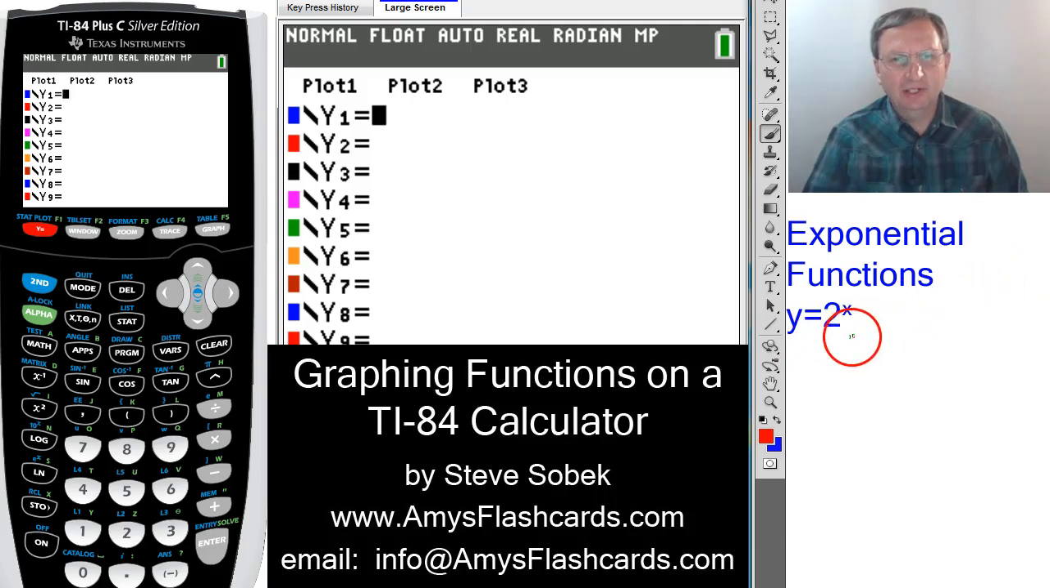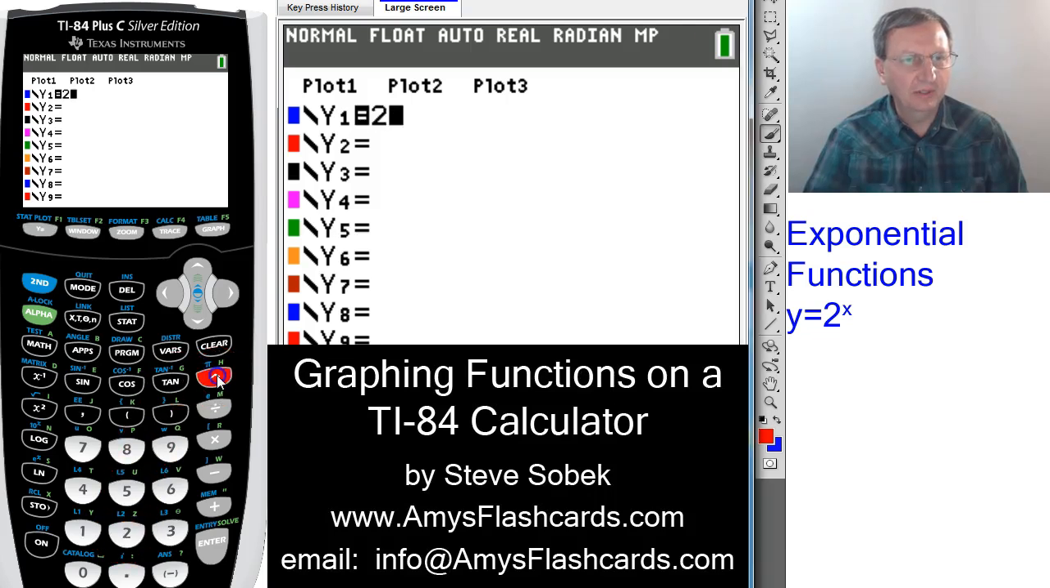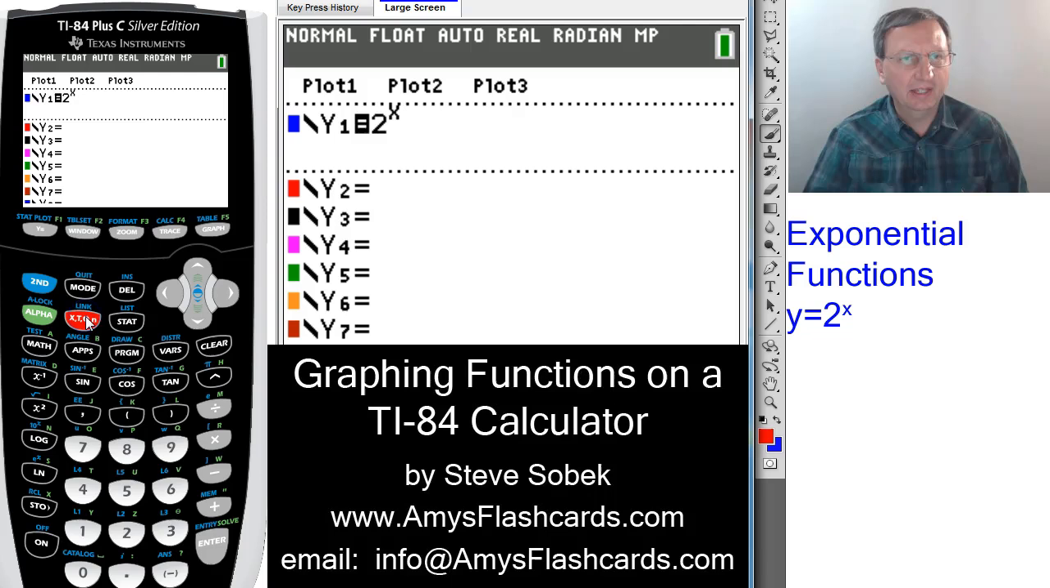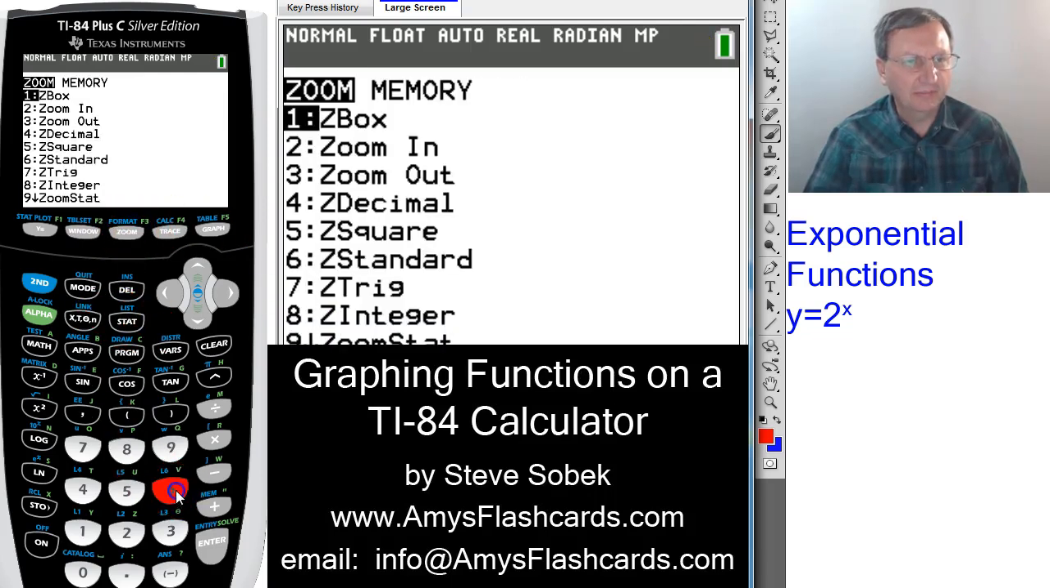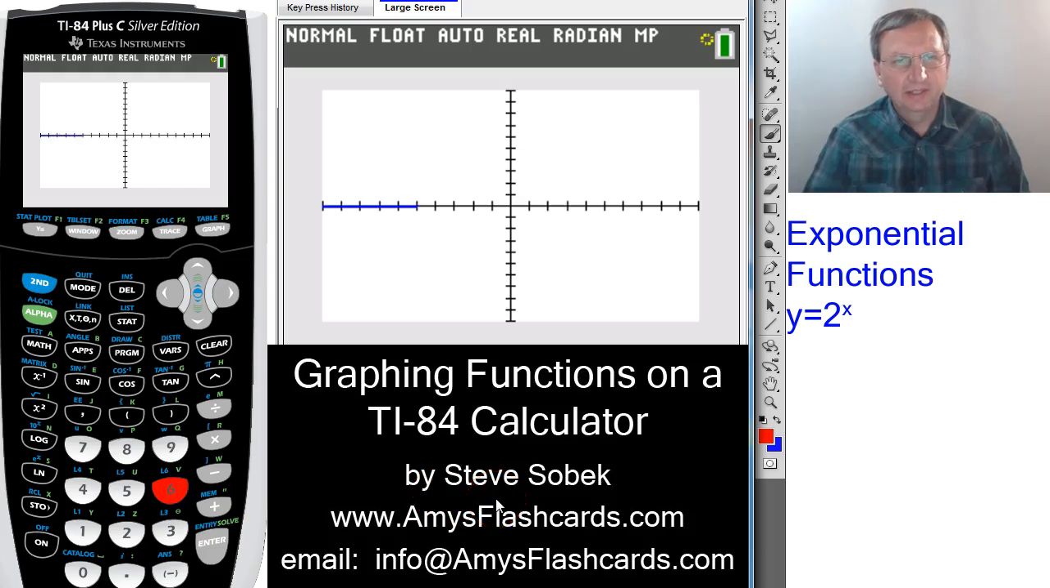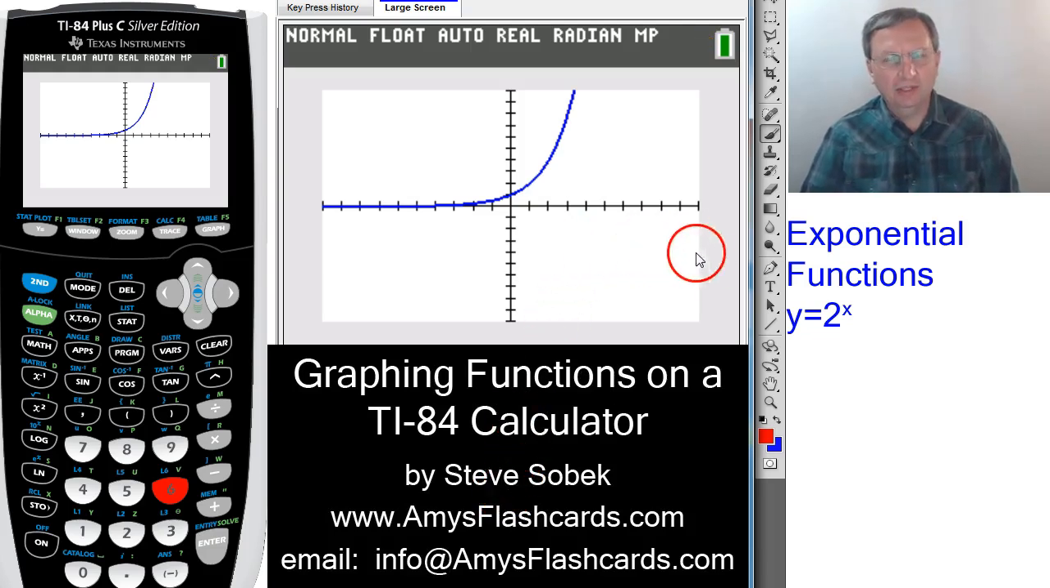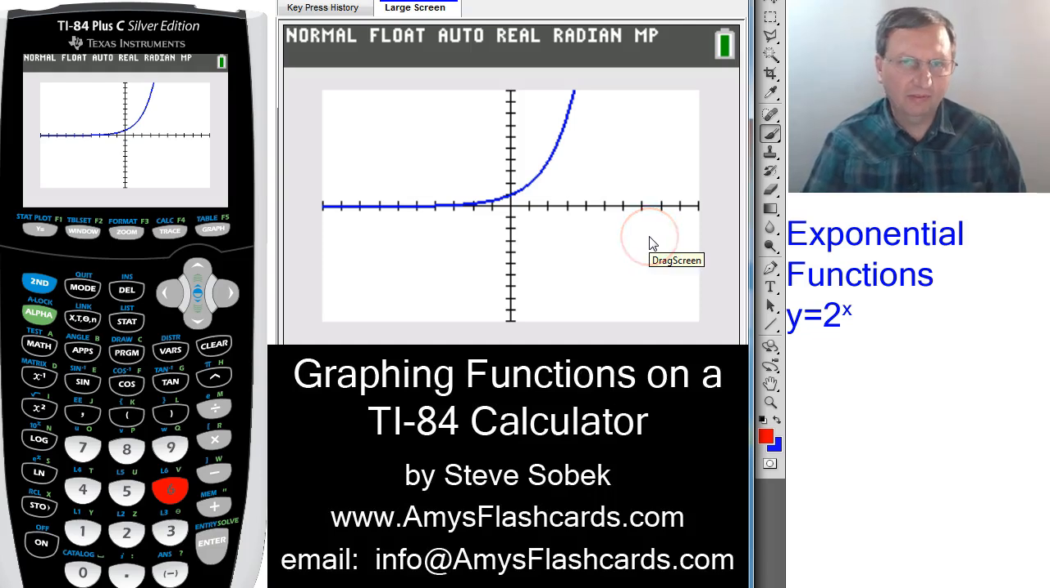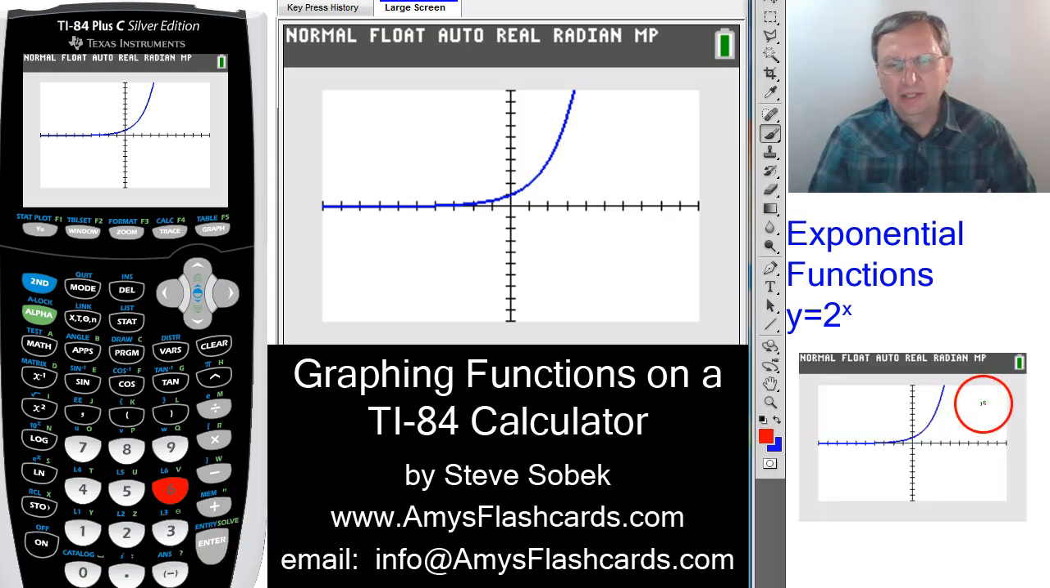An exponential function like y is equal to 2 to the x power. Let's go ahead and type that in, 2 raised to the x power, and let's zoom 6 to get a standard window. Let me just remind you a few things about it. This can be considered like an exponential growth function. I'll capture that window and put it down here and continue. Okay, I've copied the exponential function here.